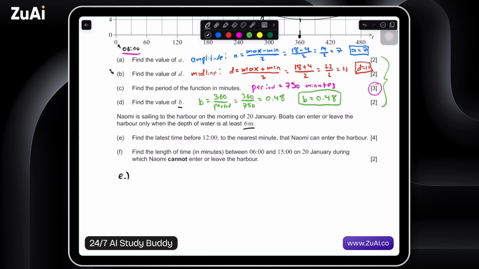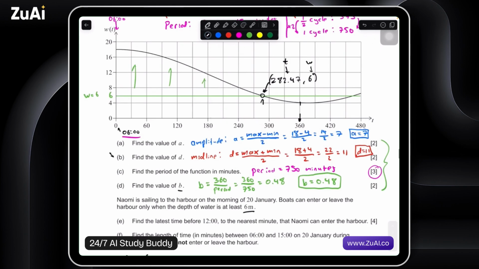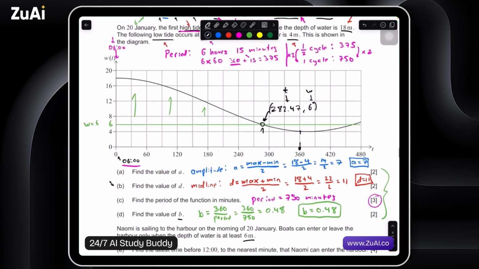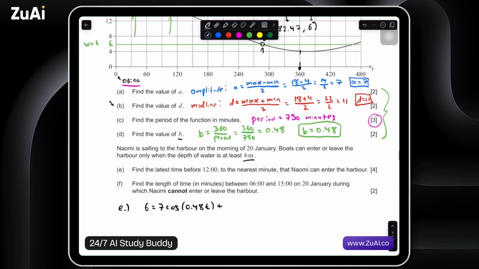Essentially, we would put 6, that's our output for the depth. 6 is equal to, and then our function. We want to know when is 6 equal to 7 cos 0.48 t plus 11. Essentially, we're asking for what value of t is the depth equal to 6.